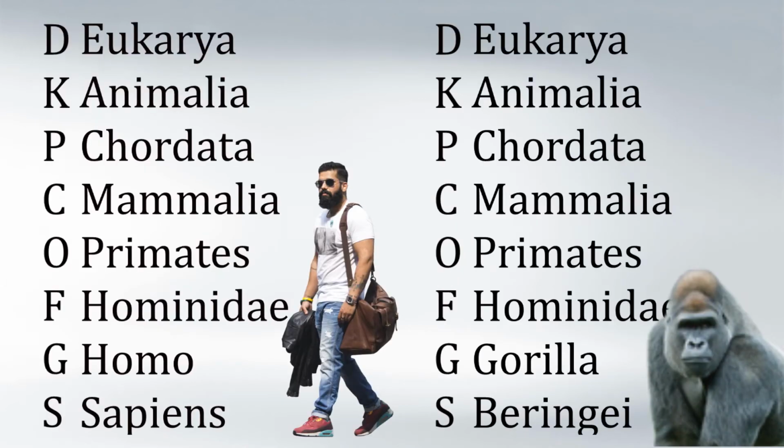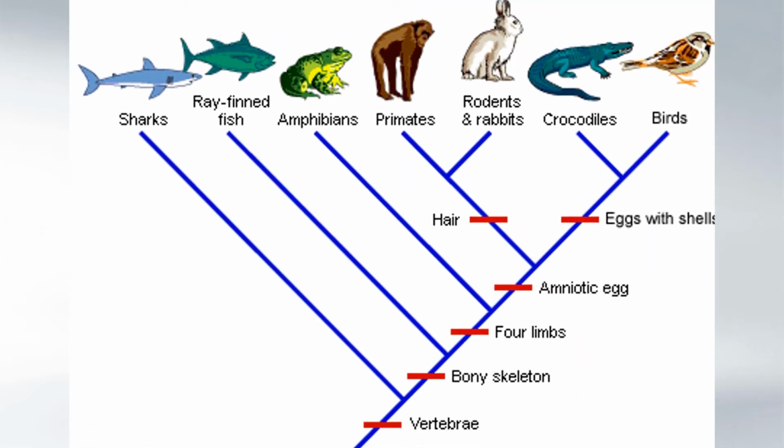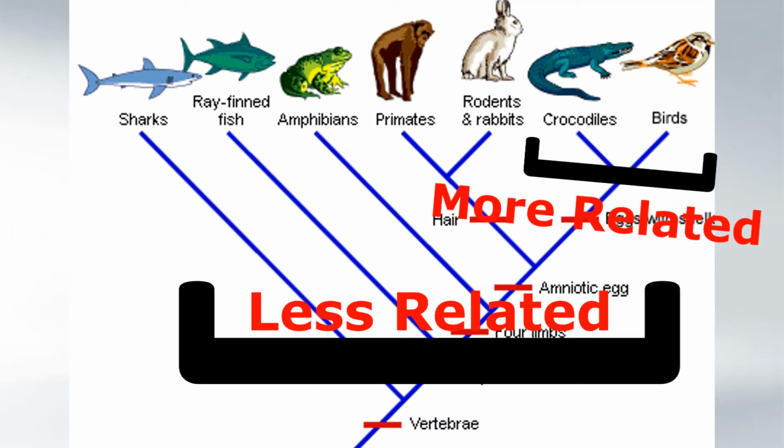Now you may be wondering, if organisms have the same group for most of the categories, does that mean they have a common ancestor? And the answer is yes. Using a cladogram, you can determine when certain traits came along, so the closer together 2 organisms are, the more recent their common ancestor.